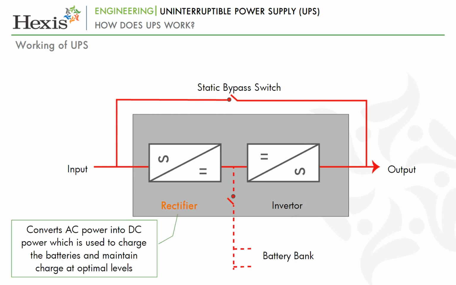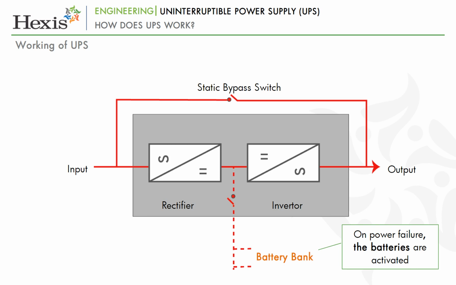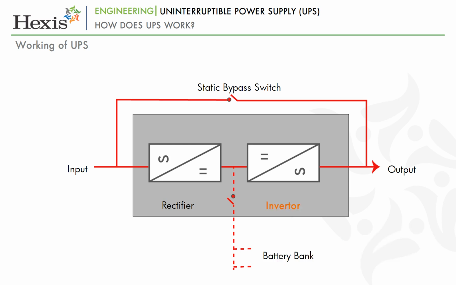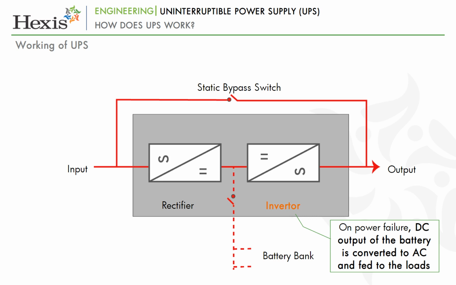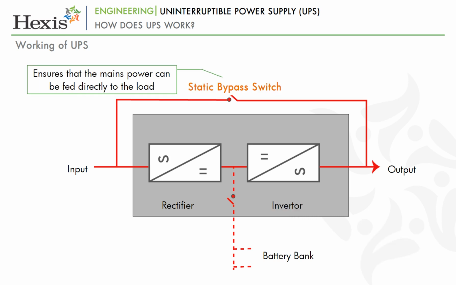The rectifier is used to convert the AC power into DC power. This DC power is used to charge the batteries and helps maintain that charge at optimal levels. When the mains power fails, the batteries are activated. The inverter converts the DC output of the battery to AC power. This AC power is then fed to the loads being served. The bypass switch ensures that the mains power can be fed directly to the load in case of a defect in any of the components of the UPS.